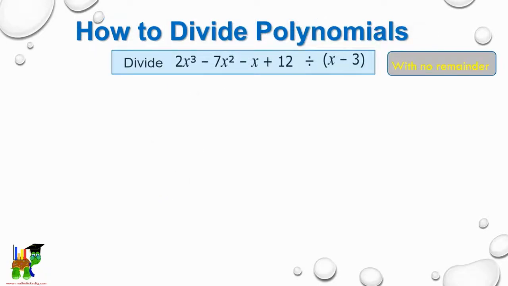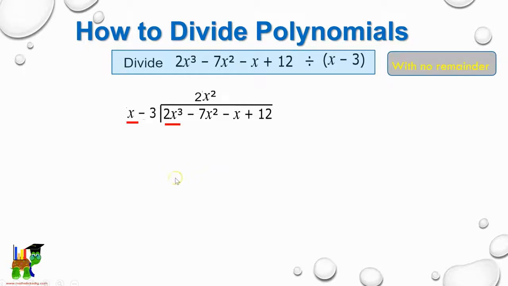Let's have another example. So your dividend is 2x cubed minus 7x squared minus x plus 12. We're going to put that inside the bracket divided by x minus 3. So again, look at the first terms of the dividend and the divisor. So you have x for your divisor and 2x cubed. So what do you multiply with x to get 2x cubed? You have 2x squared. You're going to multiply 2x squared by x minus 3.